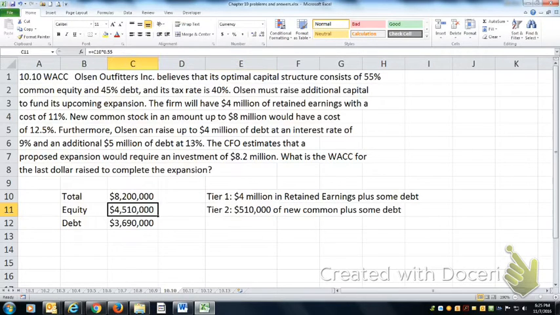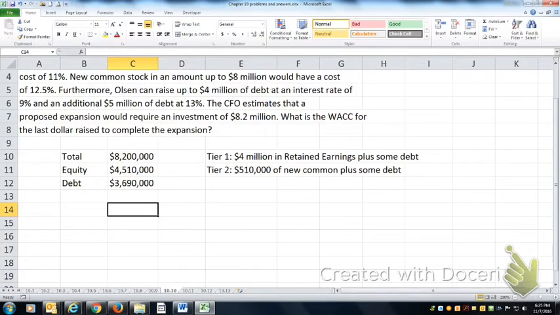So no matter how you slice it, they're going to need to issue a little bit of common stock. And so the problem's asking you what this Tier 2 cost is. What is the weighted average cost of capital for the last dollar raised? I'll just go ahead and do both tiers in there.